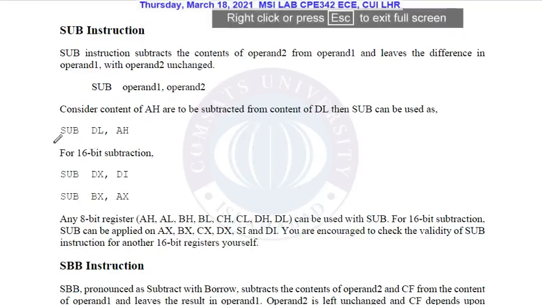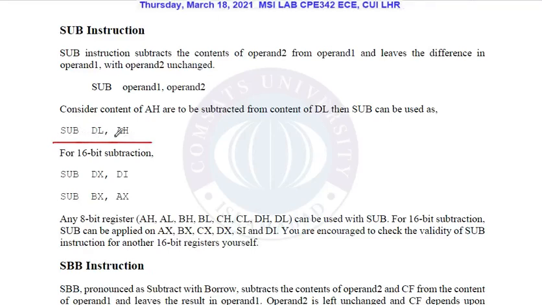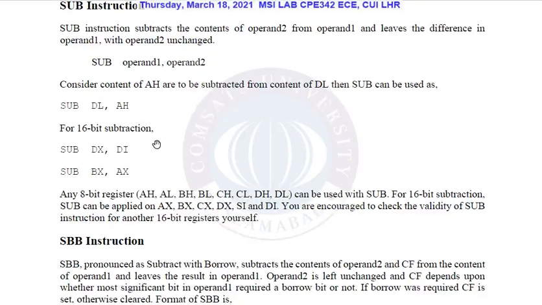For example, if you see an example here, that SUB space DL comma AH. So the answer will be DL minus AH, and the answer of that subtraction will be stored at DL. So again, this is 8-bit subtraction. There can be a subtraction of 16-bit as well.